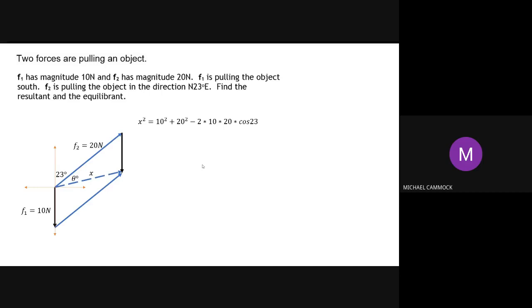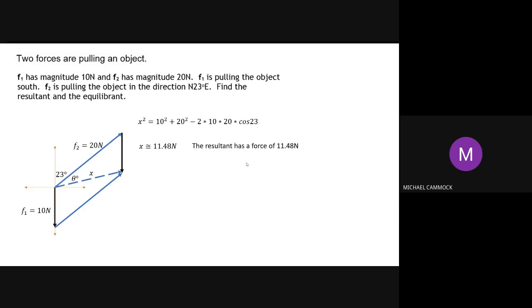I don't need to teach you the cosine law. That's stuff you learned back in grade 10. I'm just going to continue the question and tell you that when you do all the math, you have to find a square root eventually and all that good stuff, and this worked out to be 11.48. And that's also in newtons. So if this is 10 and this is 20 and there's 23 degrees between them, then using the cosine law, I'm getting 11.48 newtons.